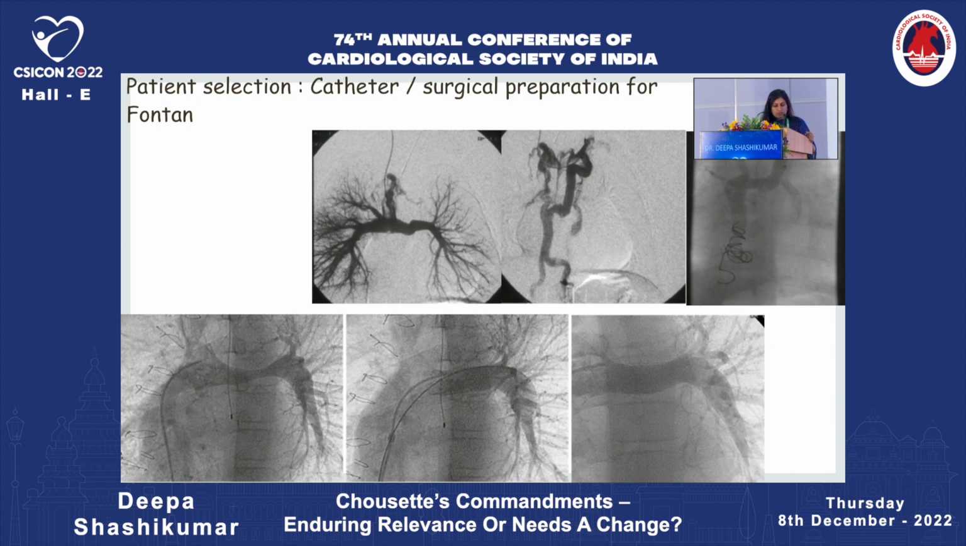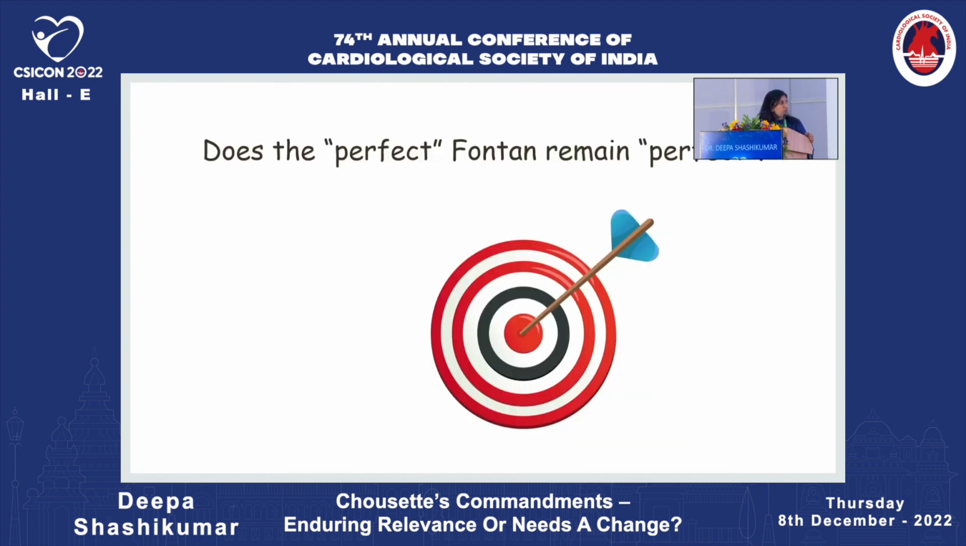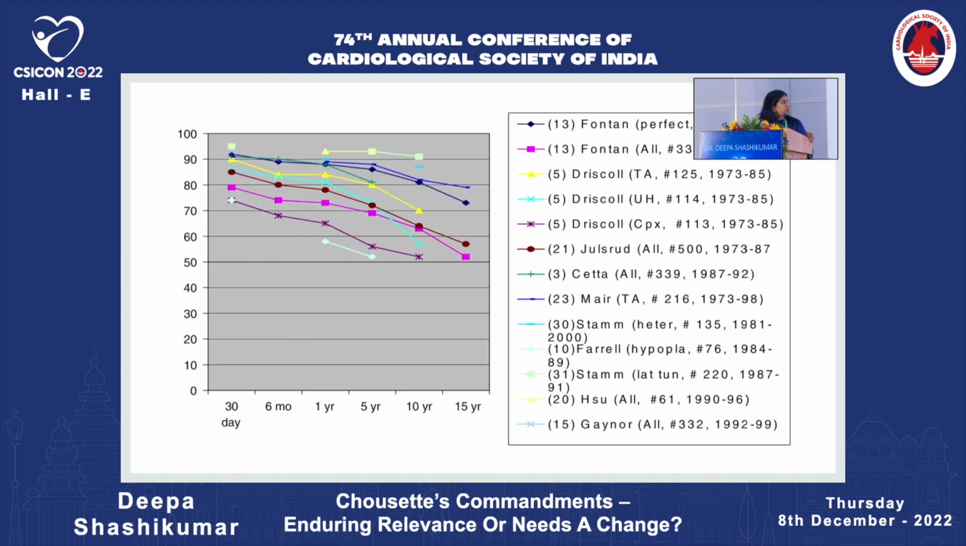So, as I mentioned earlier, almost any PA distortion could be corrected by catheter or surgical preparation. You can see that pulmonary artery venous malformations are being coiled, aortopulmonary collaterals are being coiled to prepare this patient for a proper Fontan. So the next question is, once you've made the conditions as perfect as possible and you've done a so-called perfect Fontan, does it remain perfect?